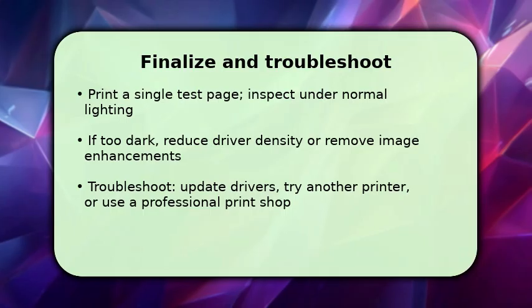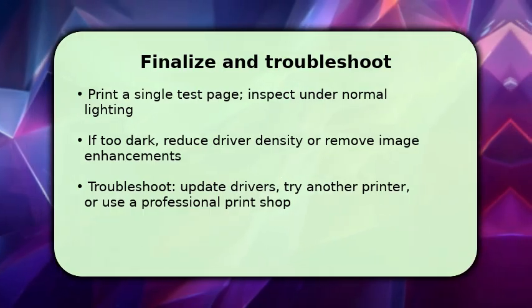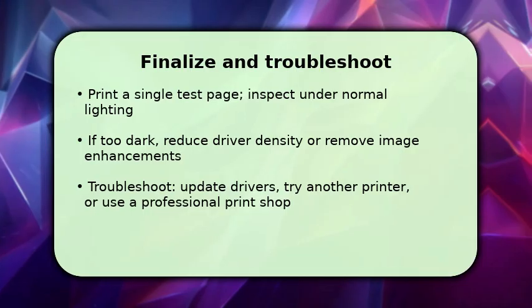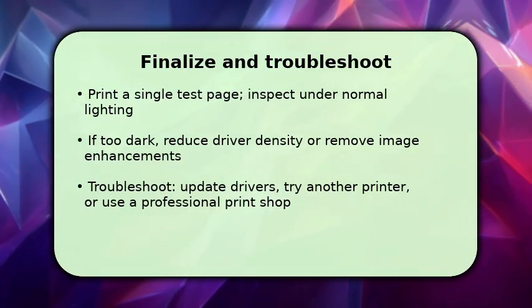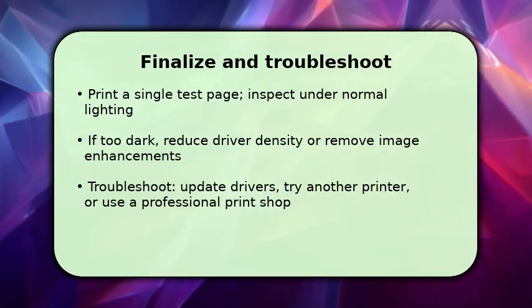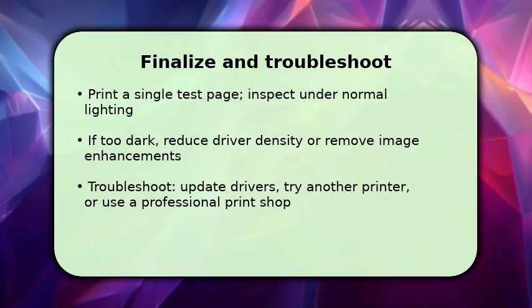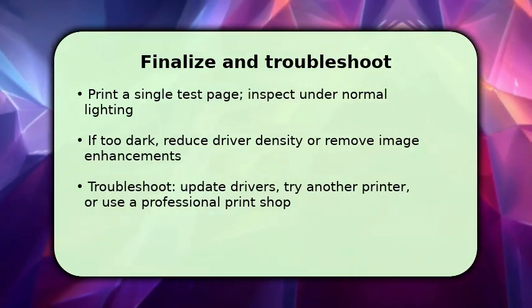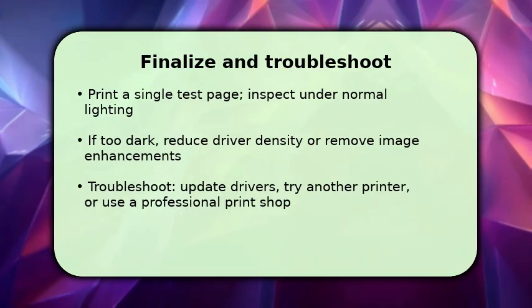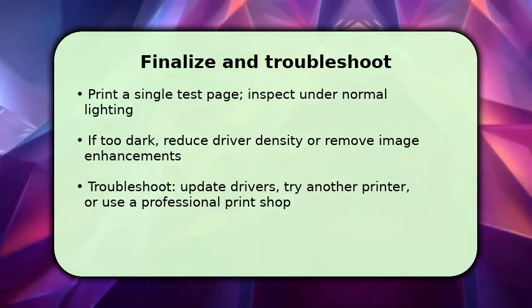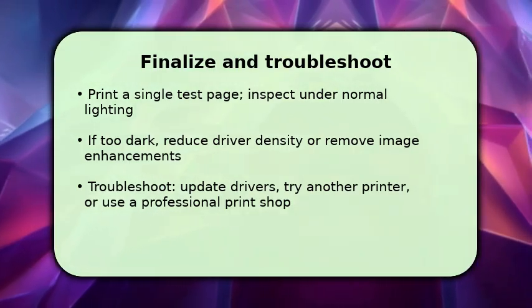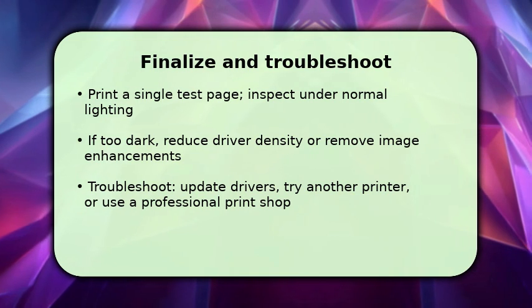If the page is still light, raise density further or apply a PDF image filter and reprint. If it becomes too dark, dial density down or undo PDF adjustments until balanced. If prints remain inconsistent, update or reinstall the printer driver, try a different printer, or save as high-res PDF and use a copy shop with calibrated presses.